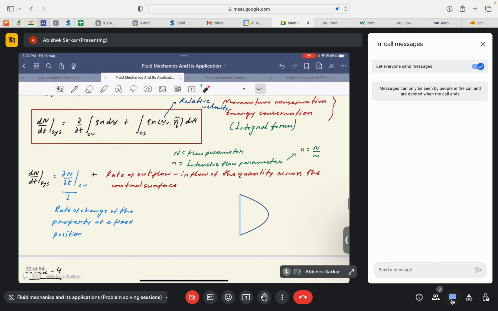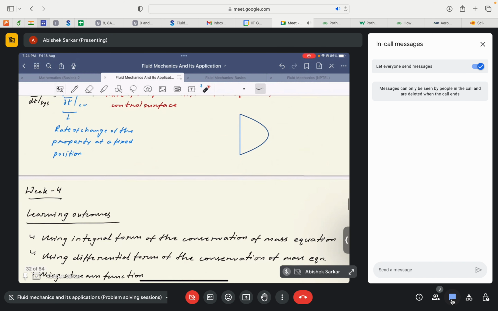But in many day-to-day applications, we may encounter a scenario where our control volume is fixed, stationary. In that case, this V_R will become equal to the velocity of the fluid. So this is the simplification. But in the general case, this is the relative velocity of the fluid, not the absolute velocity. Okay. Yes, I got it.